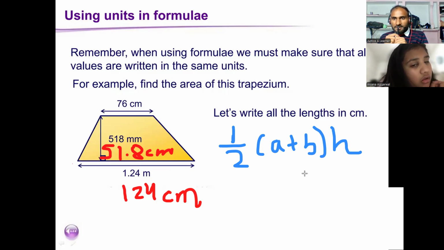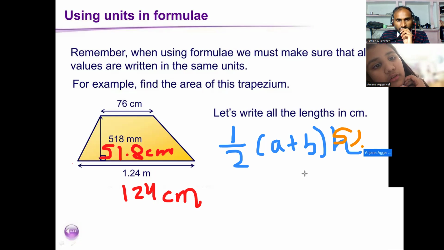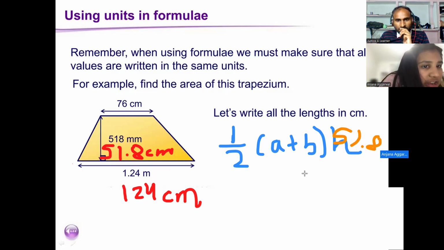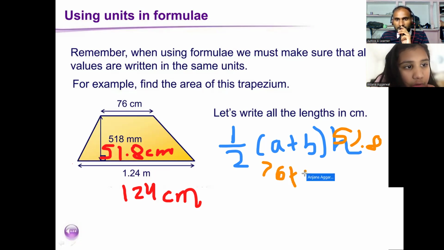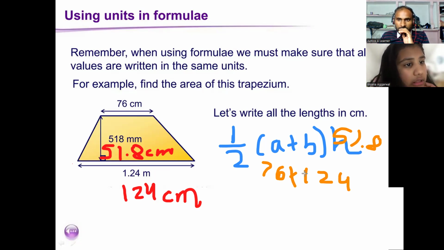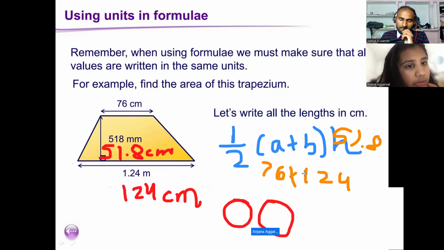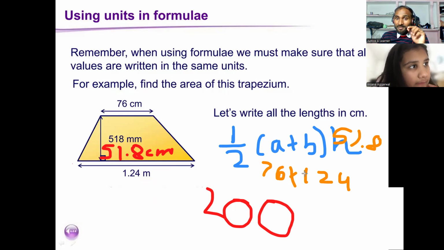Yes. So the height is going to be 51.8, and then this would be 76. Now use the sum. So 6 plus 4 is 10, 7 plus 2 is 9, 1 plus 1 is 2, so 200. Is that correct? Yes, it's easy now. Just 2 is above, so divide 200 by 2. That is so much easier.